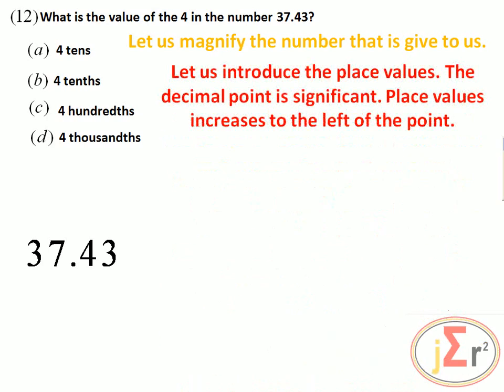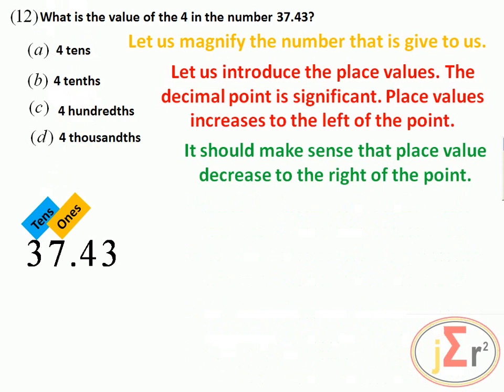37.43. Let us introduce the place values. The decimal point is significant. Place values increase to the left of the decimal point. So the place values keep getting larger to the left of the decimal point. It should make sense that place values decrease to the right of the decimal point. So if we go to the right, we will be decreasing in place value. If we go to the left, we will be increasing in place value.